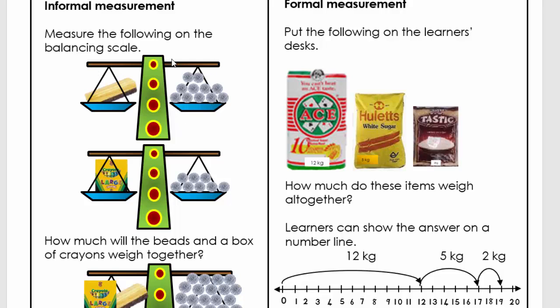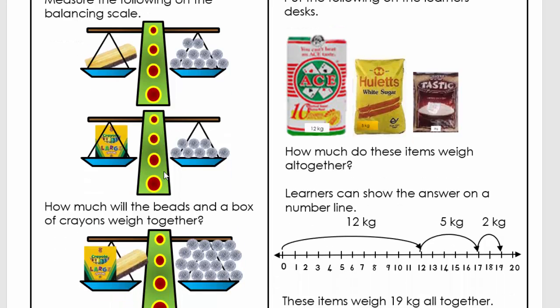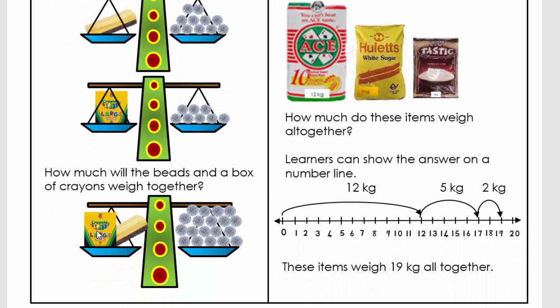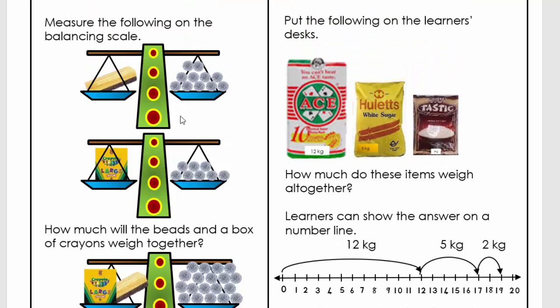But the importance is that the scale balances. So if we look at the crayons, it weighs 5 plus 3 is 8. Again, the scale balances. And then what we could do is put the crayons and the brush here, and we can see how much it weighs altogether. So these types of things we can do.